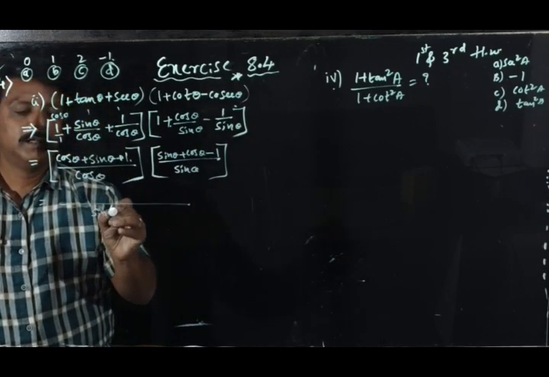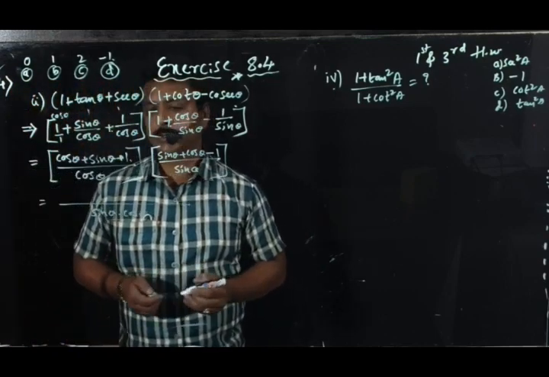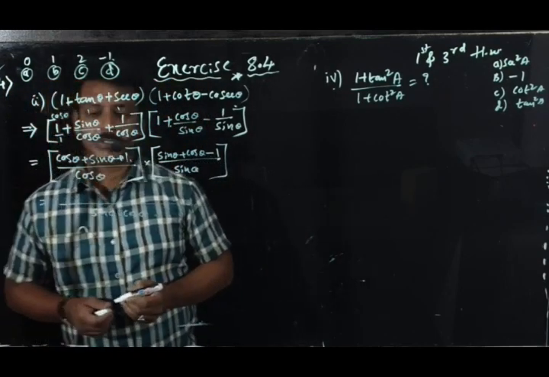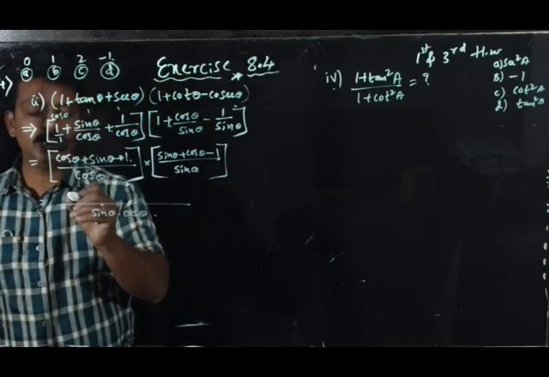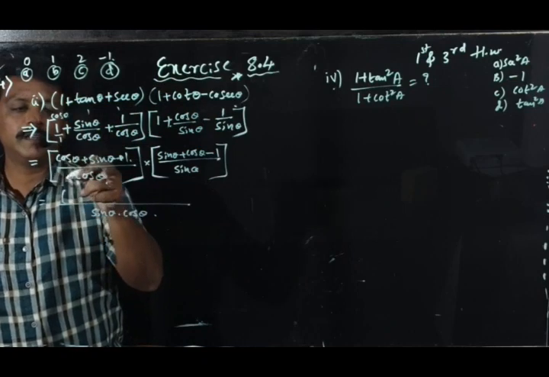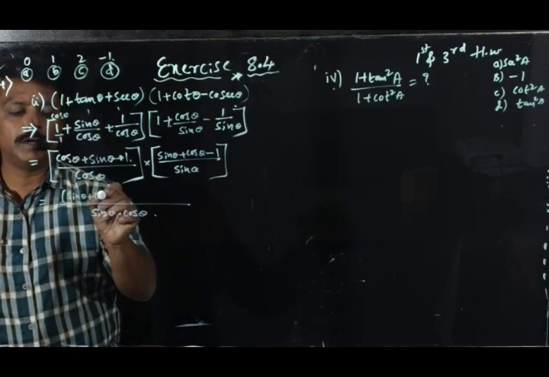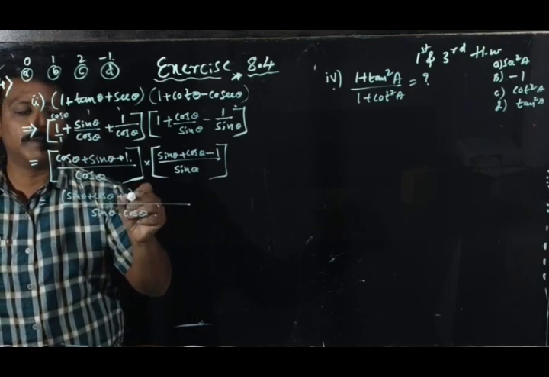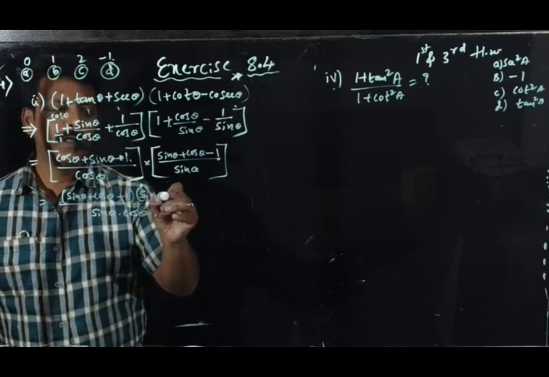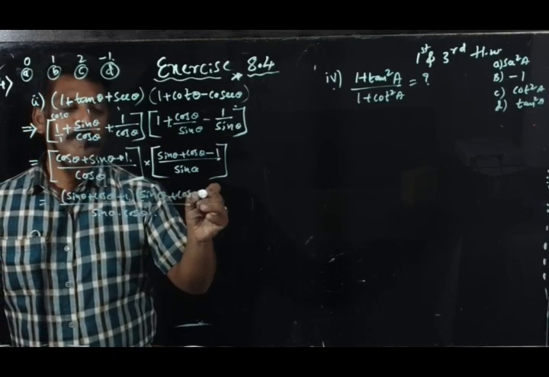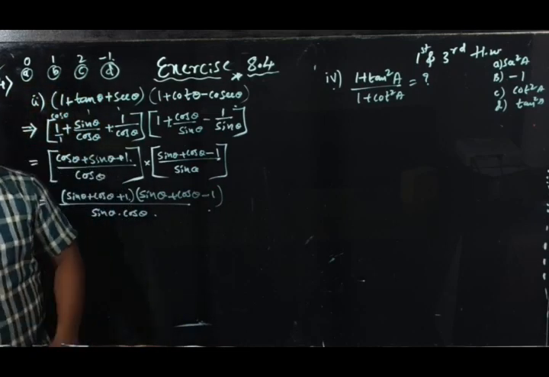Sine theta into cos theta is the denominator, because it is multiplication. I am not finding the LCM, simply multiplying. In the numerator, I am writing the first bracket as sine theta plus cos theta plus 1. The second bracket I am keeping as it is: sine theta plus cos theta minus 1. Is it clear?